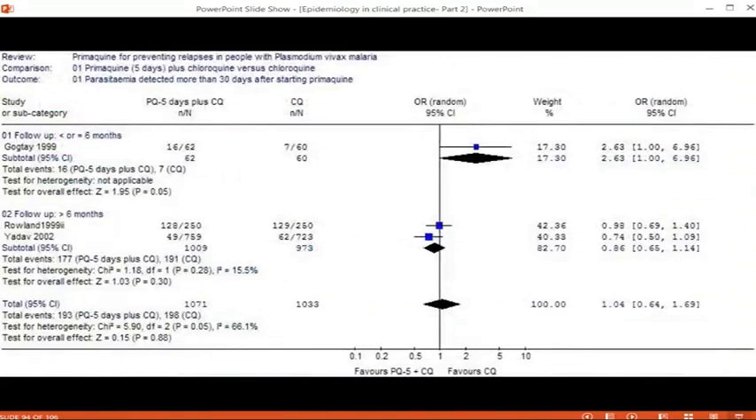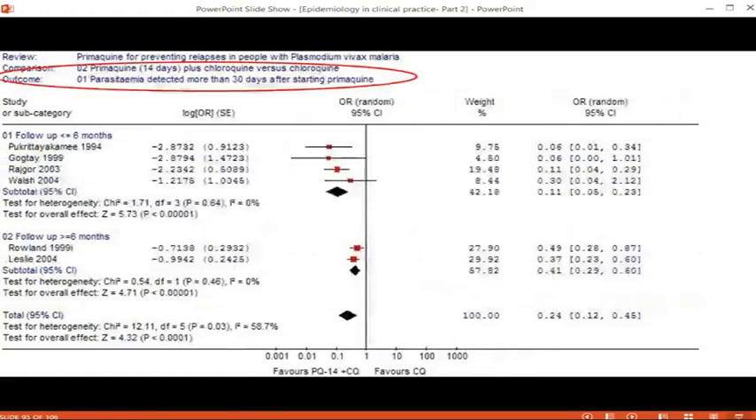There were 3 trials which looked at primaquine 5 days plus chloroquine compared to chloroquine alone to see whether you need primaquine. And the outcome was parasitemia, relapse after 30 days, which showed basically that if you give 5 days of primaquine following chloroquine or don't give primaquine at all following chloroquine, the relapse rates are the same. And that is what our countries were doing, giving 5 days of primaquine after chloroquine. Other studies, 1, 2, 3, 4, 5 studies show that if you give 14 days of primaquine after chloroquine, compared to chloroquine alone, 14 days of primaquine plus chloroquine is far superior to chloroquine alone, right?